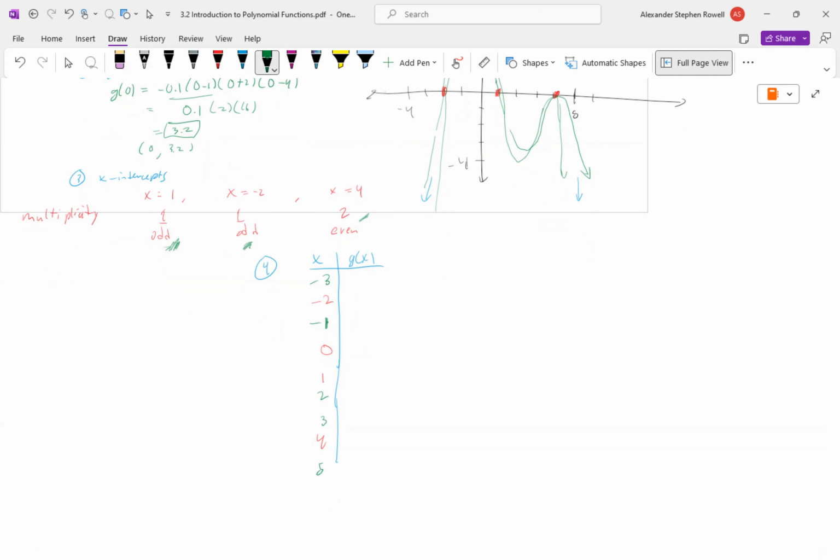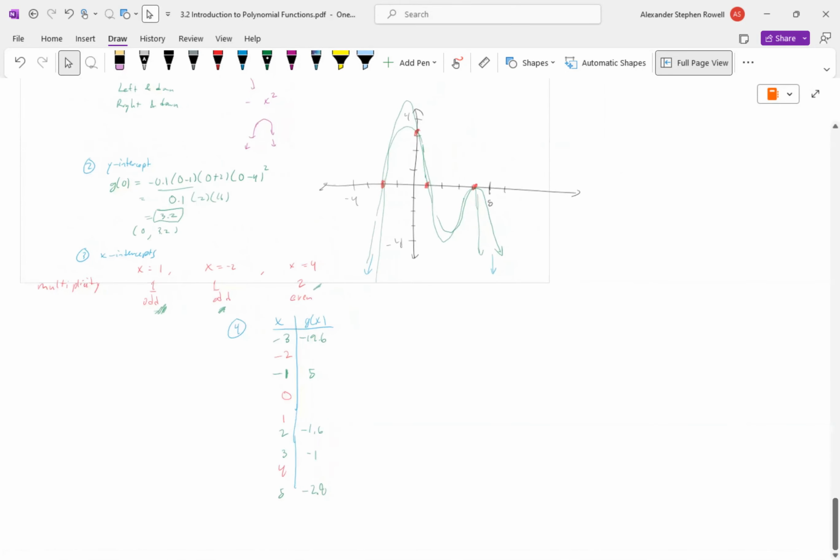Okay, I'm going to give the answers because we only have so much time here. If I plug in negative 3, I get negative 19.6. Wow, that goes low really fast. If I plug in negative 1, I get 5. If I plug in 2, I get negative 1.6. Doesn't go very low. 3, I get negative 1. And 5, I get negative 2.8.